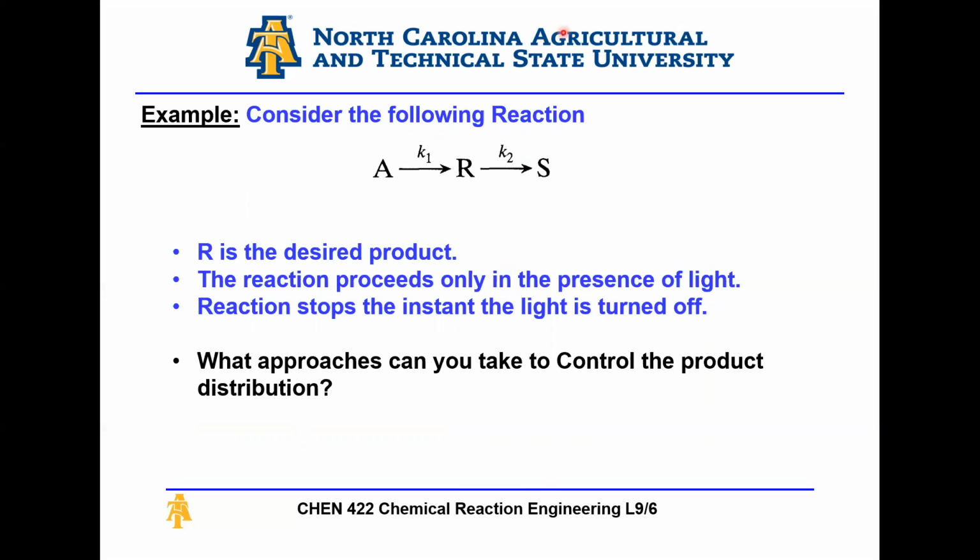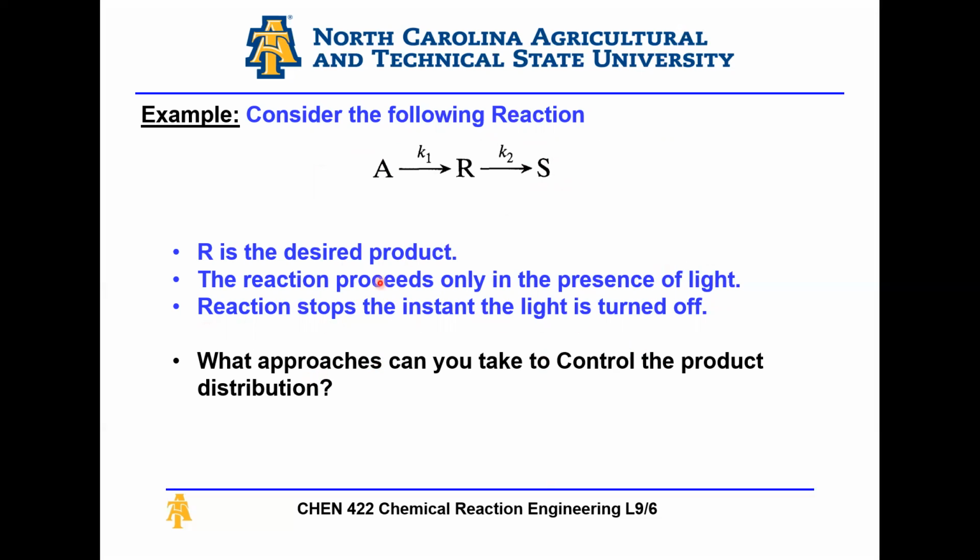Let's consider this type of reaction where A goes to R and R goes to S. The reaction A to R has a reaction rate constant of k1. The reaction R to S has a reaction rate constant of k2. And R is the desired product, so I want to maximize the production of R in this case. A couple of things to note: the reaction proceeds only in the presence of light. So this is a photoreaction, or photocatalytic reaction if you want. And the reaction stops the instant the light is turned off.